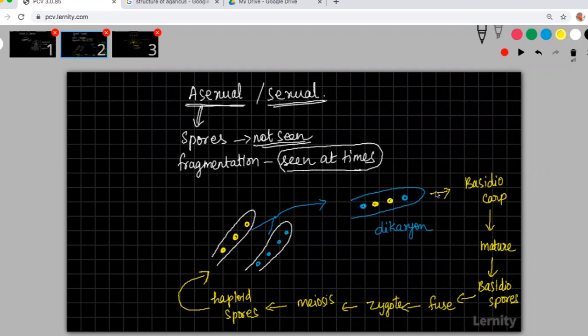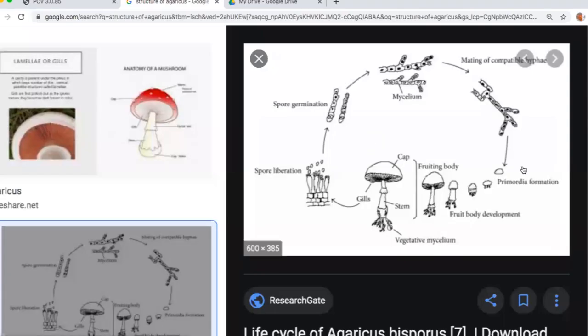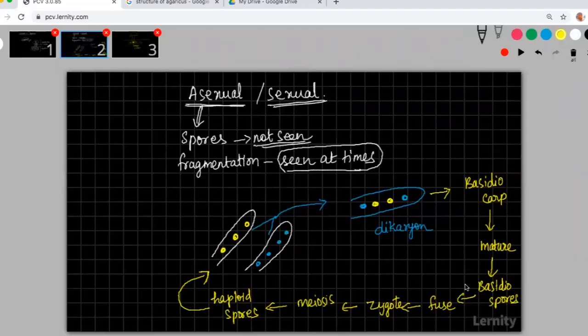So this will give rise to basidiocarp. What is that basidiocarp? We have studied it here. So this is the structure. Spores have germinated, so you have two different types of cells. These two have fused together to form a dikaryon. This dikaryon is gradually developing into the fruiting body. Once the fruiting body is formed, the fruiting body will have basidiospores.